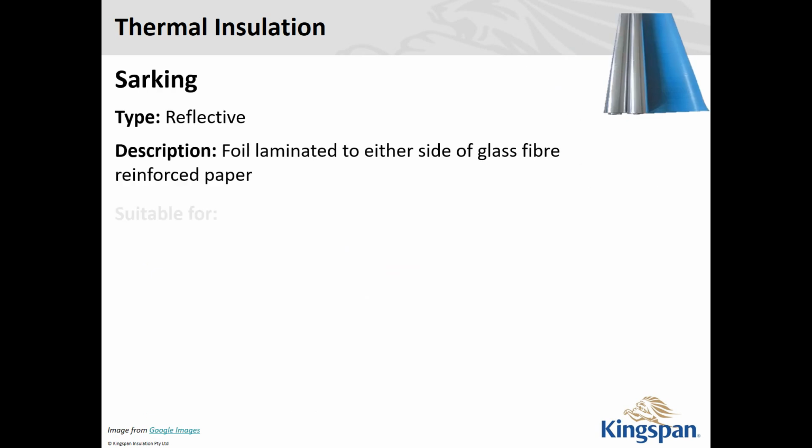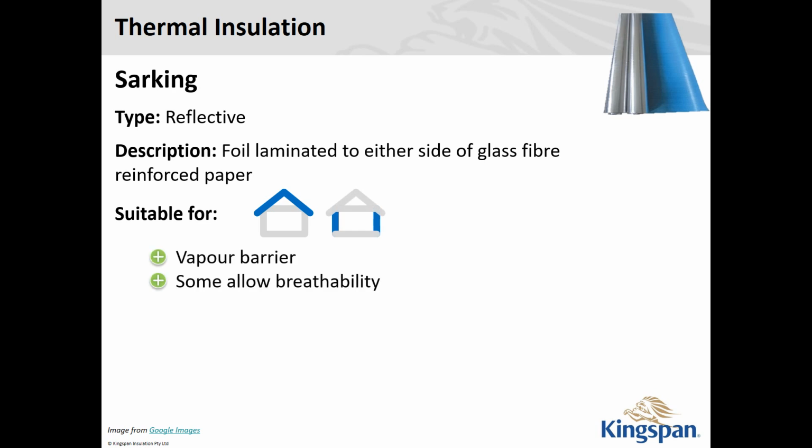Sarking, and you've probably seen sarking around the place, is another reflective foil. However, it actually doesn't have any inherent R value. You will get your reflective properties as long as you've got your reflective air cavity. But basically it's just foil laminated paper on both sides. It's also good for under your iron or tiled roof, in the walls and sometimes used in the floors. Some will give you a vapor barrier and some allow breathability as well. So like I said before, behind FC sheeting, you really need that breathability.